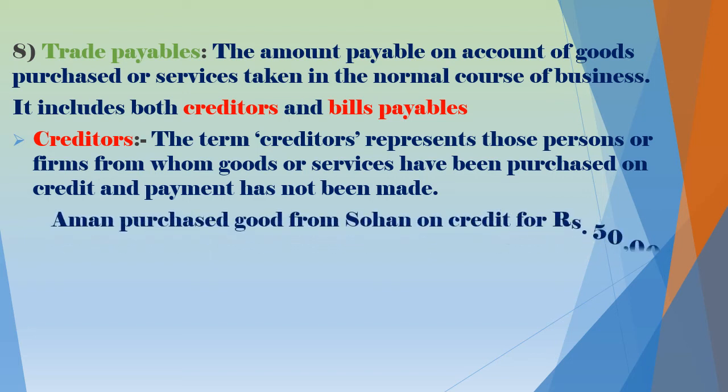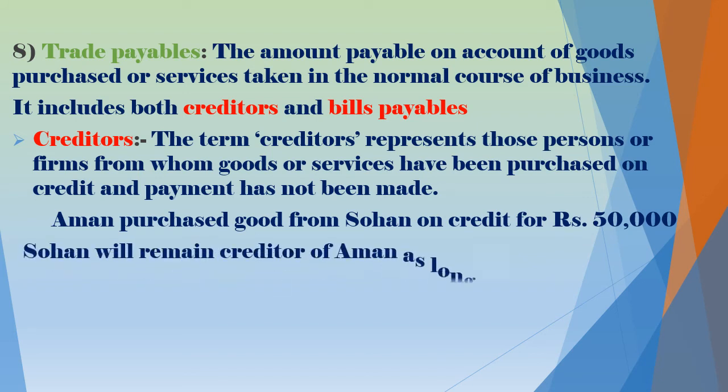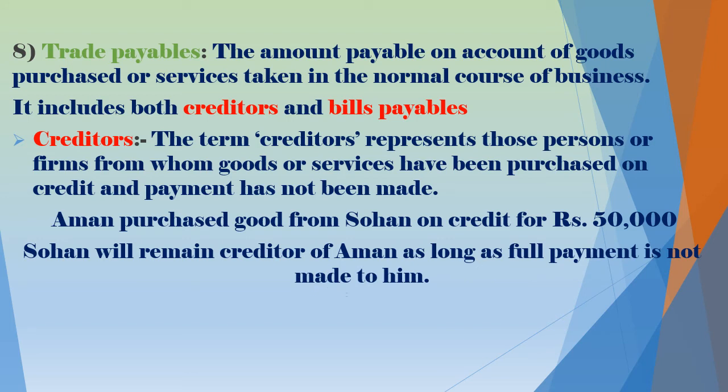Aman purchased goods from Sohan on credit for 50,000. Sohan will remain creditor of Aman as long as full payment is not made to him. So Aman purchases goods from Sohan. So Sohan is the supplier, and since Aman has purchased goods from Sohan on credit without paying money, Sohan will remain creditor of Aman.